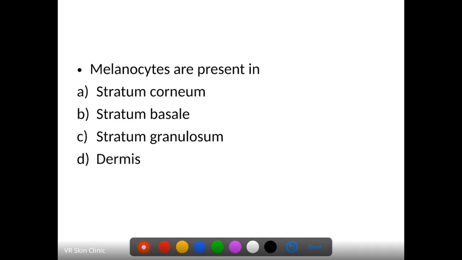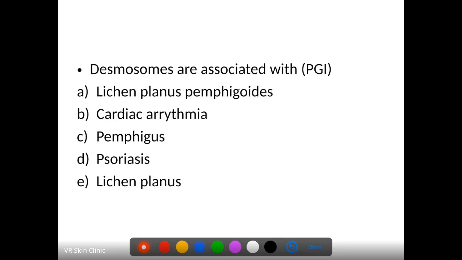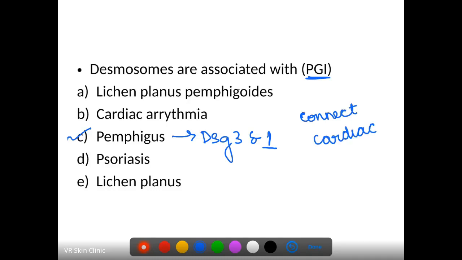Desmosomes are associated with, this is a PGI question, so they can have multiple answers. We definitely know it is associated with pemphigus because there is a mutation of desmoglein 3 and 1. Also, desmosomes connect cardiac cells through the intercellular substance. If there is any defect, there can be cardiac arrhythmia. So the answer is cardiac arrhythmia and also pemphigus.